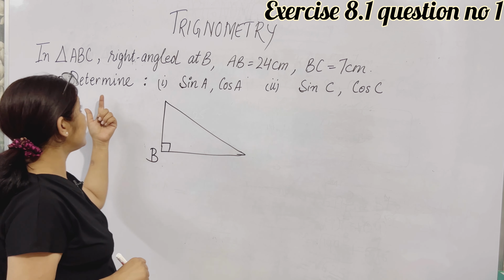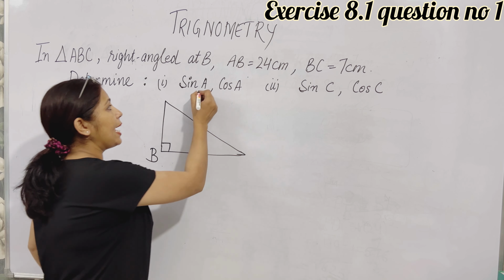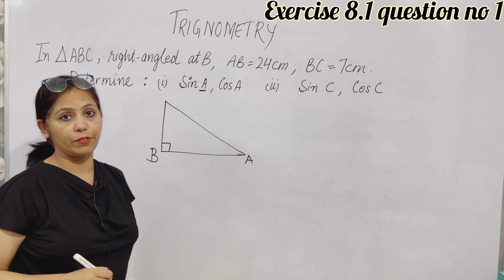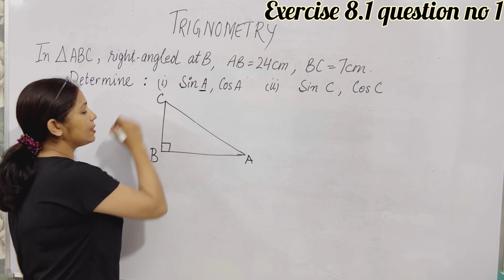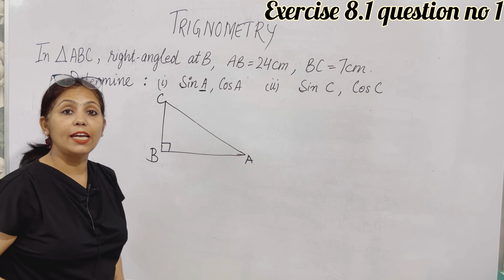So now let's read what you are supposed to calculate. Determine sin A, the angle is A, so draw angle A here for the first part of this question. A, B is here, and this is C, right? So first calculate sin A. What is a sine? What is a cos?